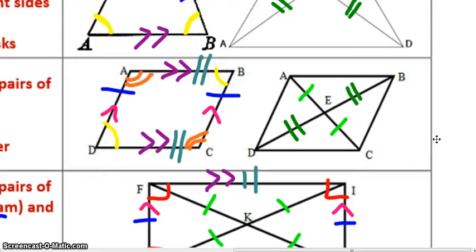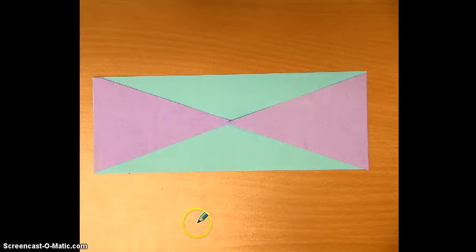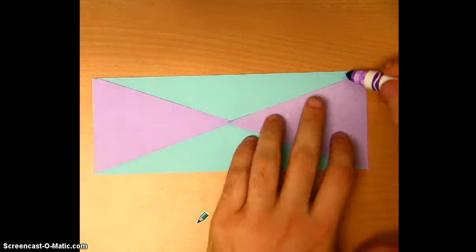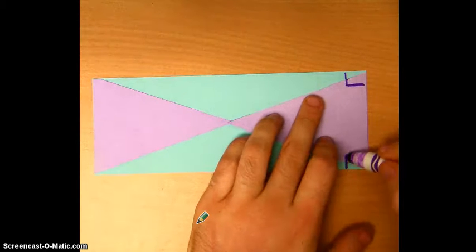Next, let's talk about rectangles. Now we know that by definition, rectangles are quadrilaterals with four right angles.